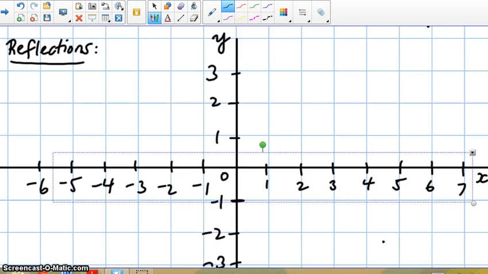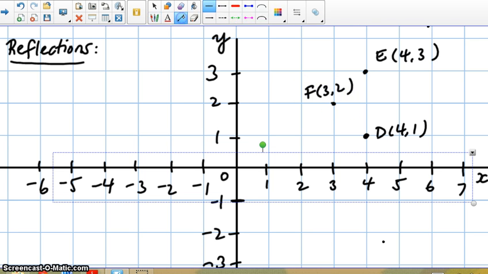So we're on to DEF. So D, okay, D we'll put at 4, 1. Okay. E we're going to put at 4, 3. Okay. F we're going to put at 3, 2. So connect the dots so you have your triangle there.